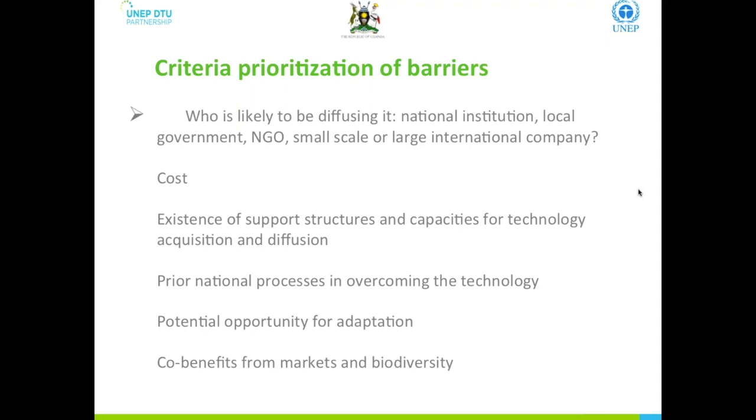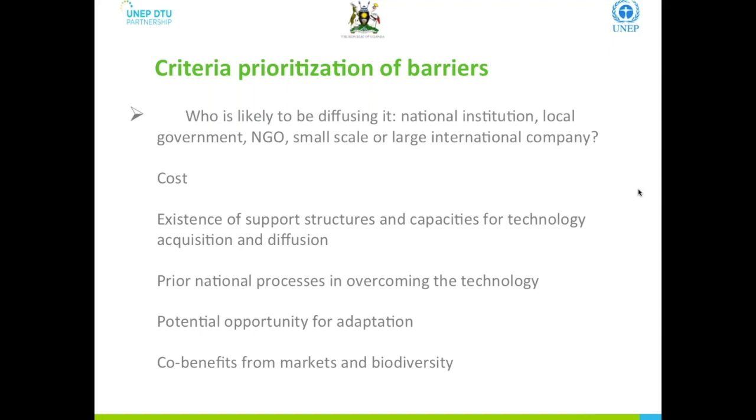And then, of course, we looked at the existence of support structures and the capacities for the technology acquisition and diffusion. Some of these technologies are there, but it depends on the cost, the operations and all that. So that was also looked at. And then, of course, prior national processes in overcoming technology barriers, and then the potential opportunities.